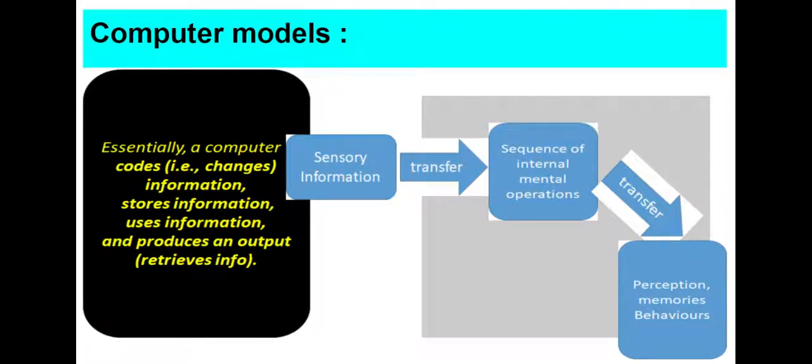Right, so basically your computer essentially codes information. It's going to change information, okay? And that's going to be how you have perceived it, how you think about it, okay? So it comes in from the sensory information, you will then process the information, and then you will then store it in the form of perception, memories, behaviors, and that will then inform your output, which will be your behavior. Okay.